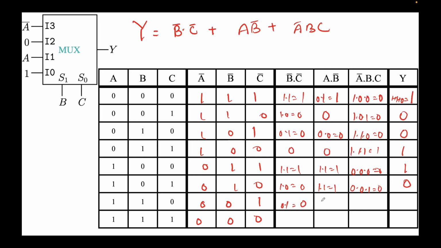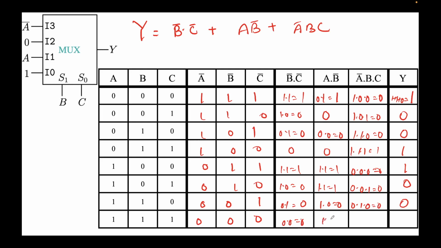A dot b bar. 1 dot b bar is nothing but 0. It turns out to be 0. A bar bc. A bar is nothing but 0 times b is 1. C is 0. This is 0. This is again 0. Finally b bar dot c bar. 0 dot 0 is 0.